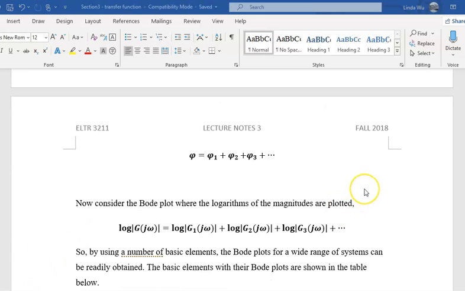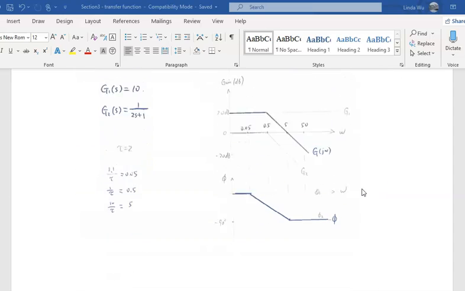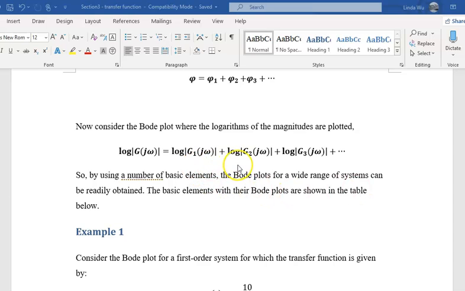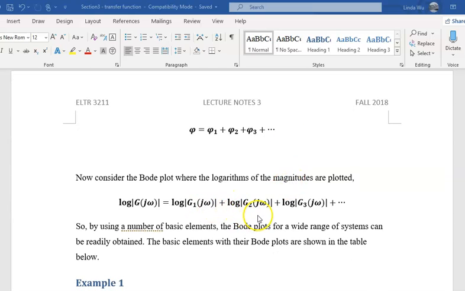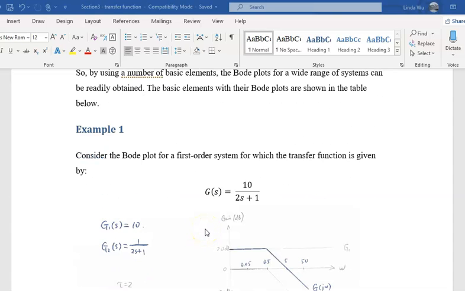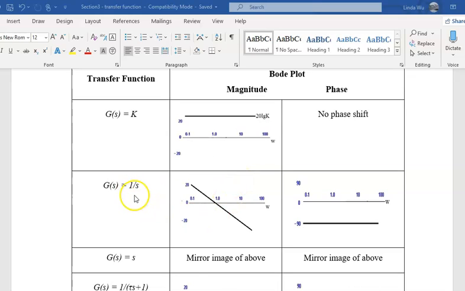In drawing the Bode plots, we already talked about this on page 38. If we have multiple terms in this expression, we can separate them into individual ones, and because we take a logarithm, the different subsystems will be added together. So that's a basic transfer function and its Bode plots. In that expression we have a 1 over s term, so you can see we will have this Bode plot.